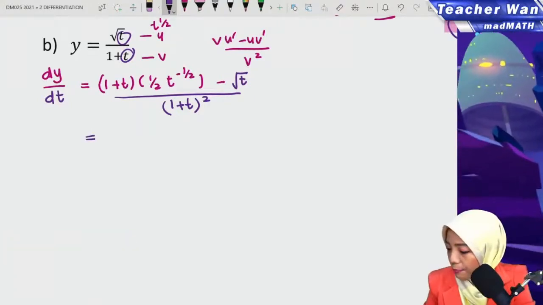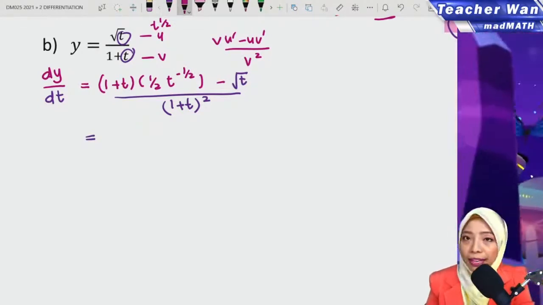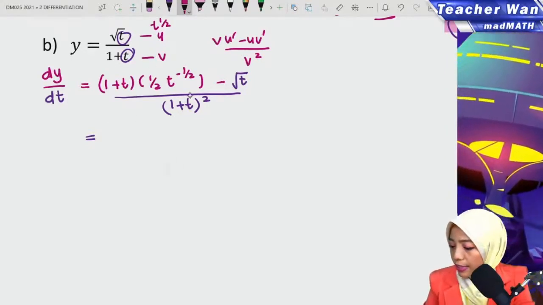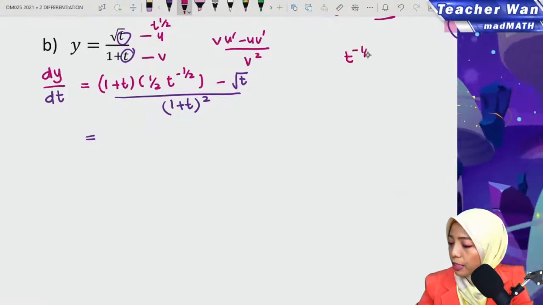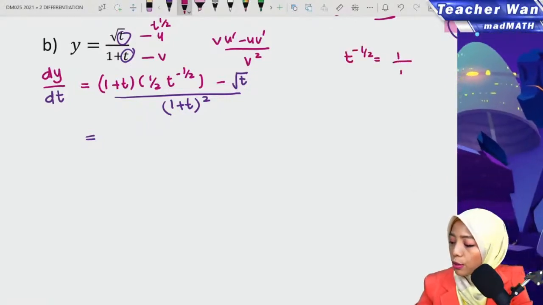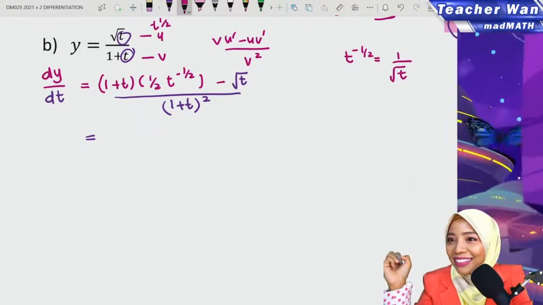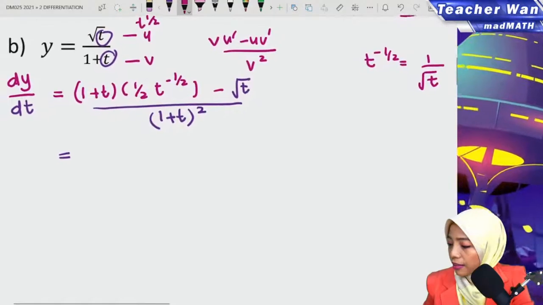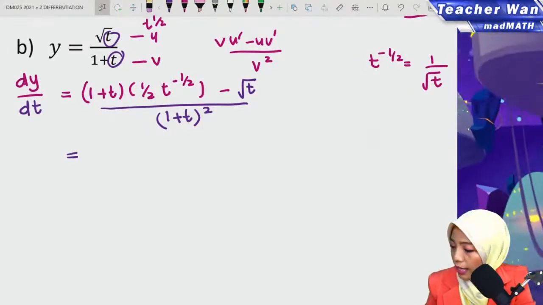Next, what we're going to do is we expand the function. So this is basically t to the minus 1 over 2. Again, t to the minus 1 over 2. This is basically 1 over root t. Agree? Let me zoom in a little bit.